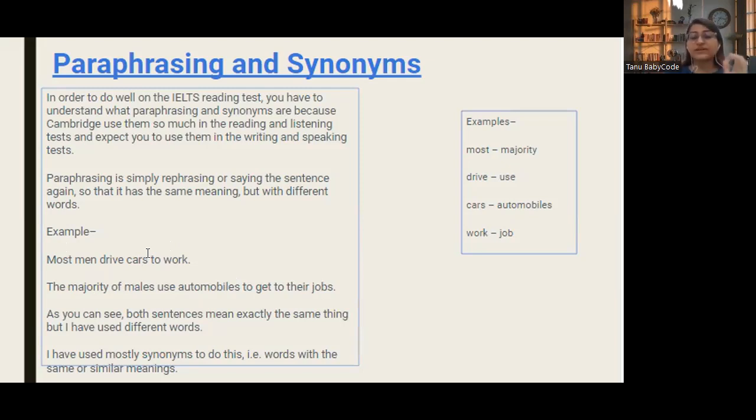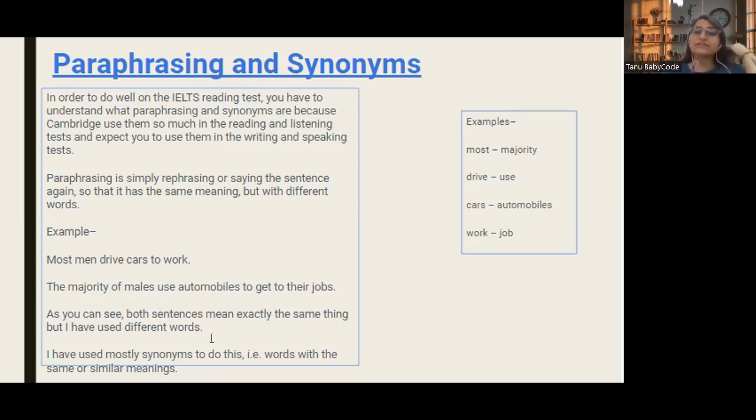So how many words are changed here? Four words are changed here. The majority of males use automobiles to get to their jobs. So this is called paraphrasing. As you can see, both sentences mean exactly the same thing, but I have used different words here.